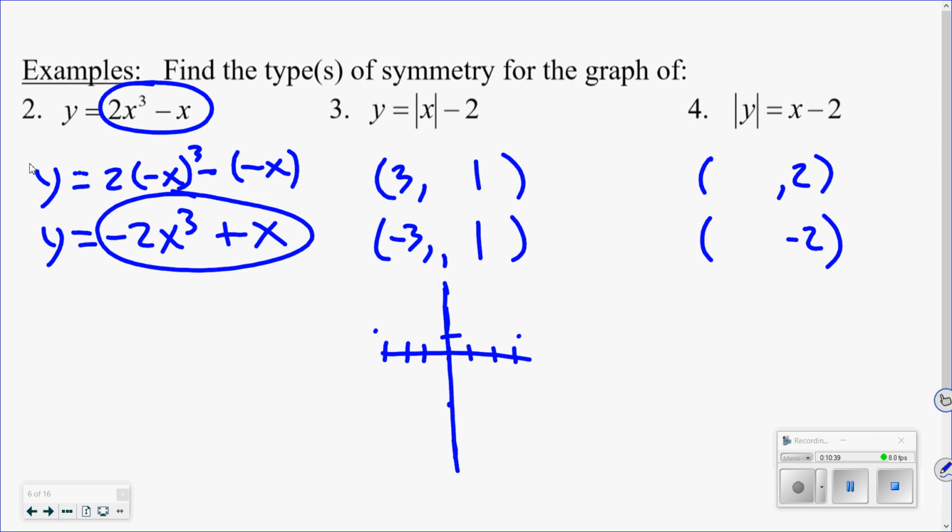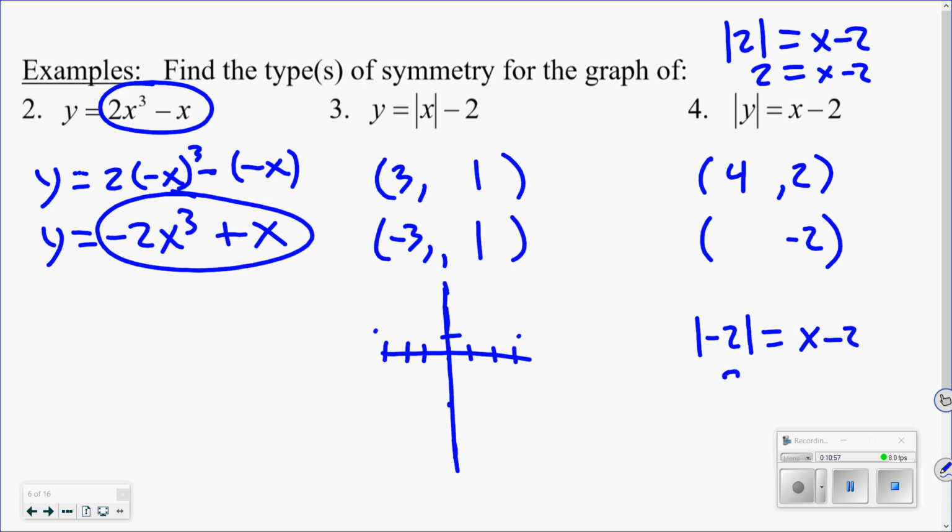So if I plug in 2 for y, I get the absolute value of 2 equals x minus 2. Well, the absolute value of 2 is 2. I can add that 2 over, so I get a positive 4. Try a -2. The absolute value of -2 equals x minus 2. Hey, well, that still comes out to be 2. I add the 2 over, and I end up with 4. So when I plugged in opposites for the y's, I ended up with the same x. I ended up being 4 both times. So that's doing the informal test, but that indicates it's probably symmetric about the x-axis.